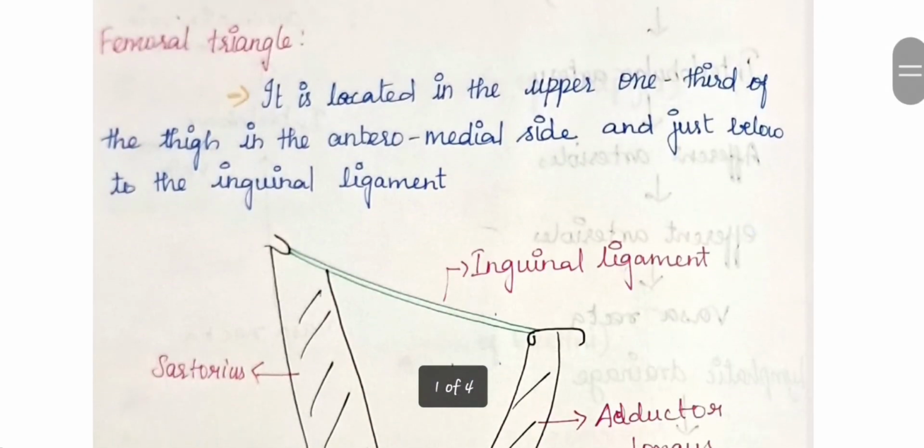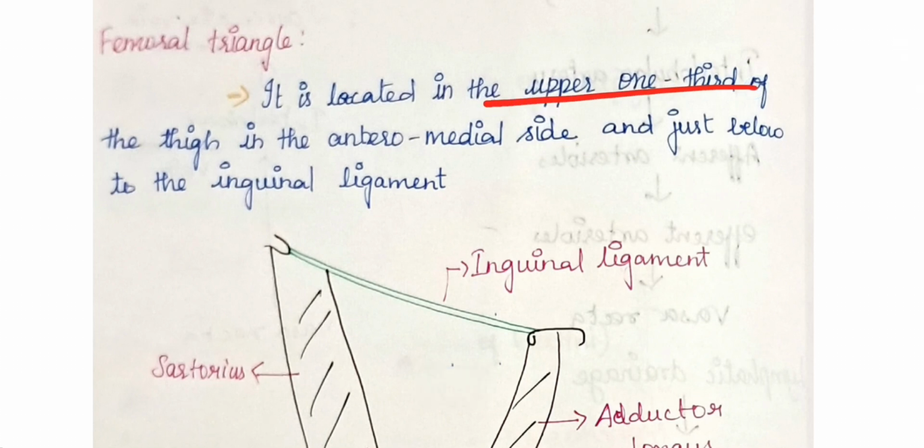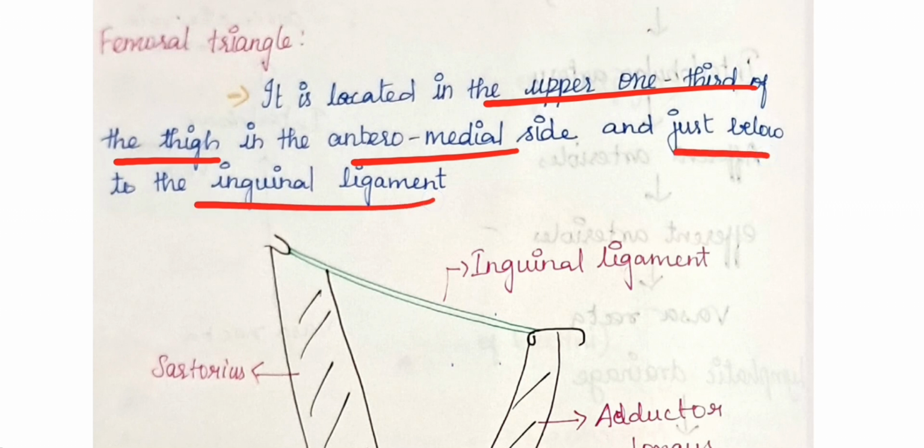So today's topic is the femoral triangle, which is normally presented in the lower limb. It is located in the upper one third of the thigh on the anteromedial side, somewhere between the anterior and medial side of the thigh, because it is not completely related to the anterior thigh or medial thigh. It is just below the inguinal ligament.